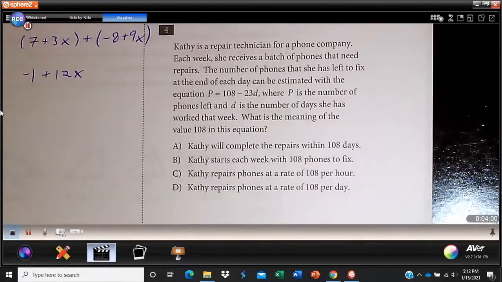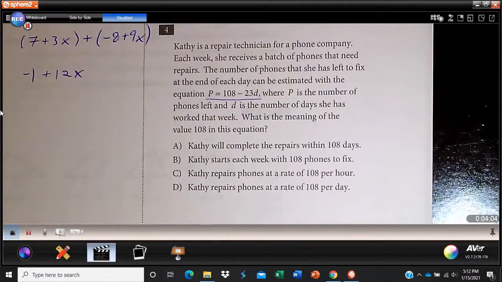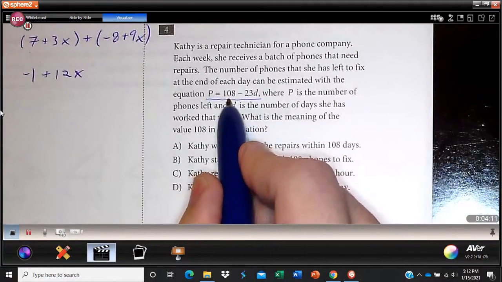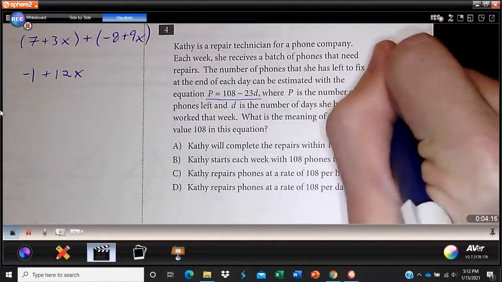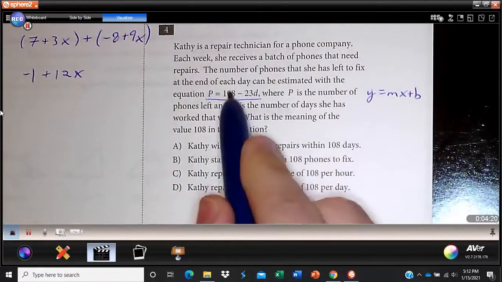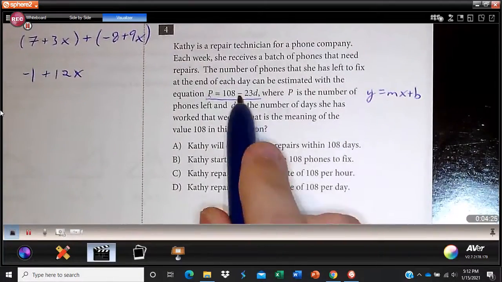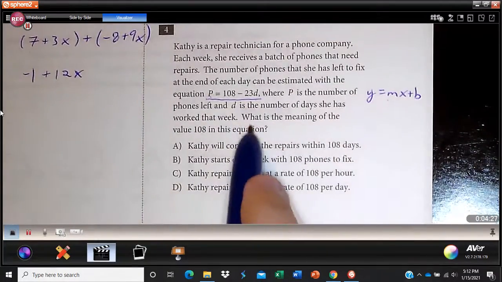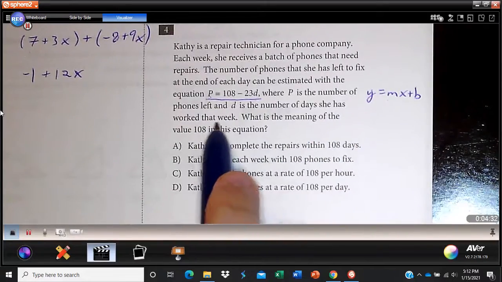Okay, so what is the equation? I would figure it would be this. This is the only part that's not text. And that's the most important part, too. So looking at this, I see we have a linear equation. 108 is the y-intercept, negative 23 is the slope. If you imagine this to be in standard notation, so y equals mx plus b, b is the 108, minus 23 is the slope. P would be the y variable, and D would be the x variable. P is the number of phones left, D is the number of days she has worked that week.